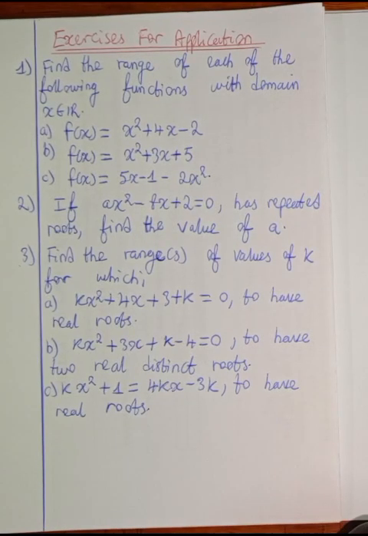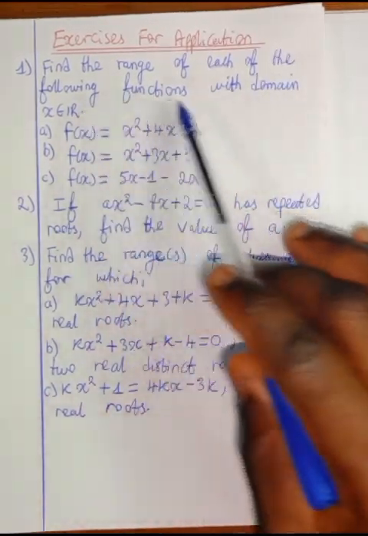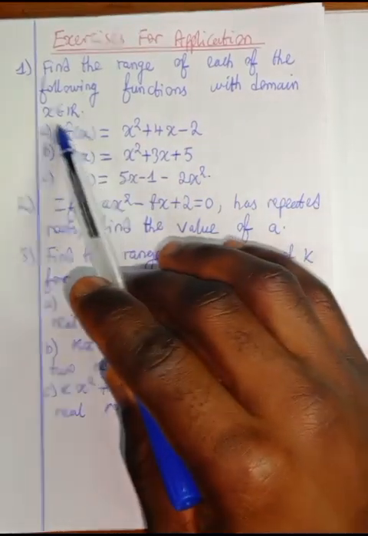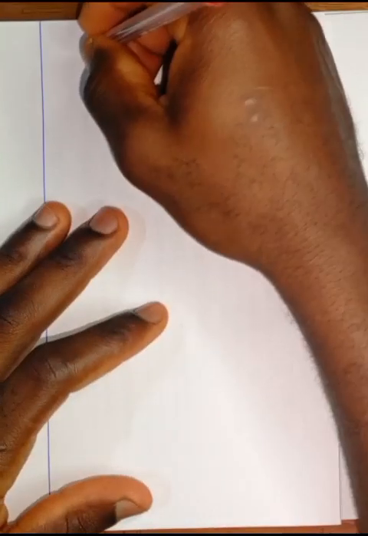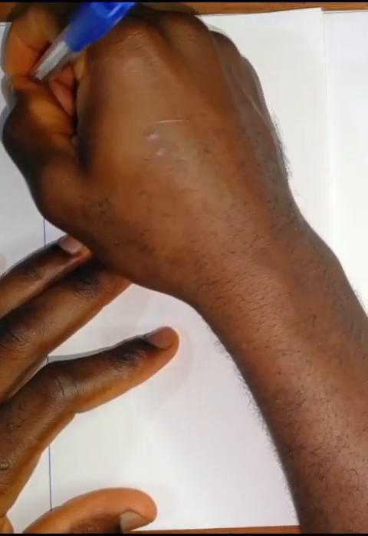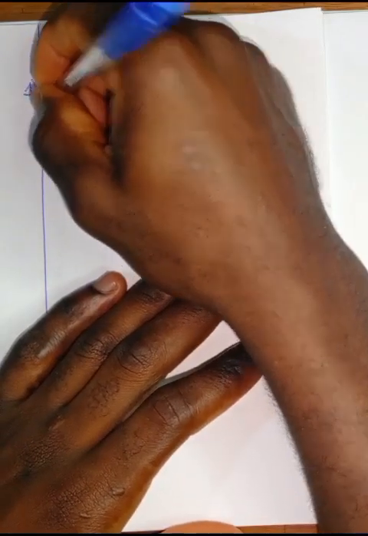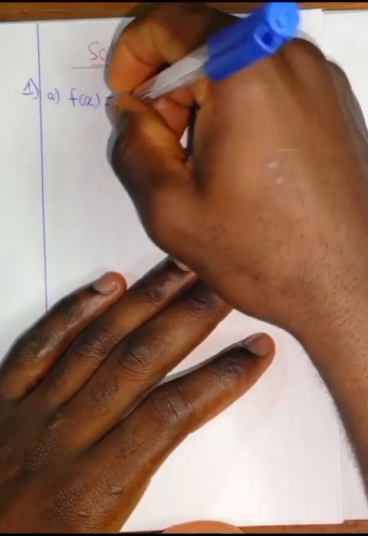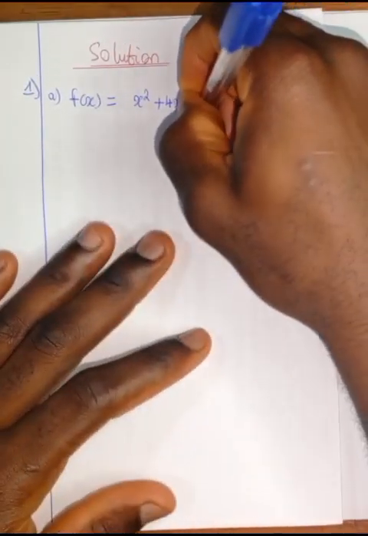We are going to correct the following exercises for application. Question 1 says, find the range of each of the following functions with domain x belonging to the set of real numbers. For us to find the range of the following functions, we are going to make use of the method of completing the squares. For A, we have f of x is equal to x squared plus 4x minus 2.